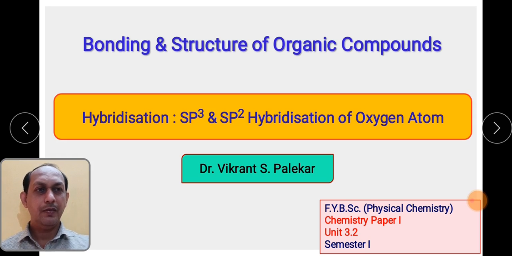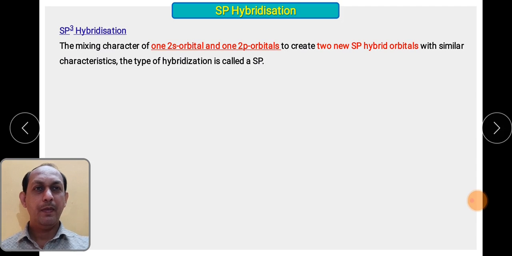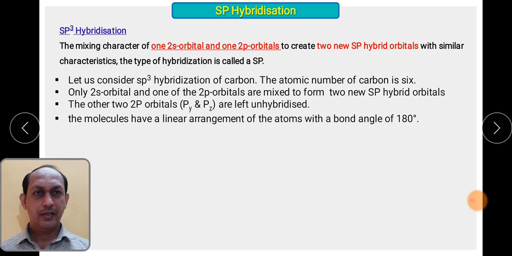In this session we are now going to see the sp hybridization of carbon. sp hybridization is the mixing of one 2s orbital and one 2p orbital to form two new sp hybrid orbitals which have similar characteristics. As we know, carbon can exist in sp3, sp2 and sp hybridization, and carbon has atomic number 6.